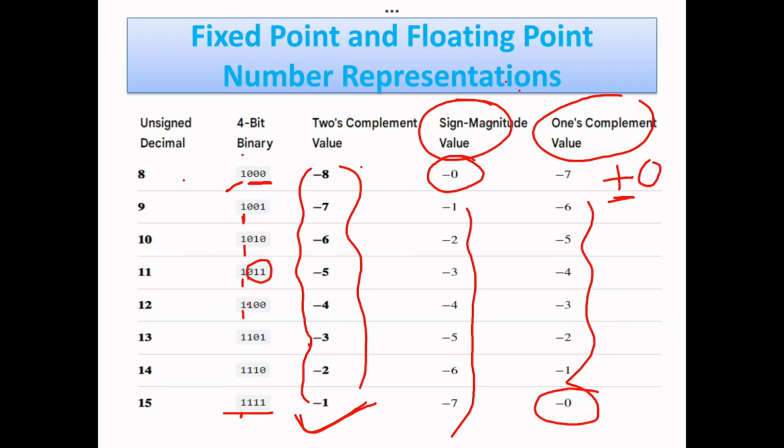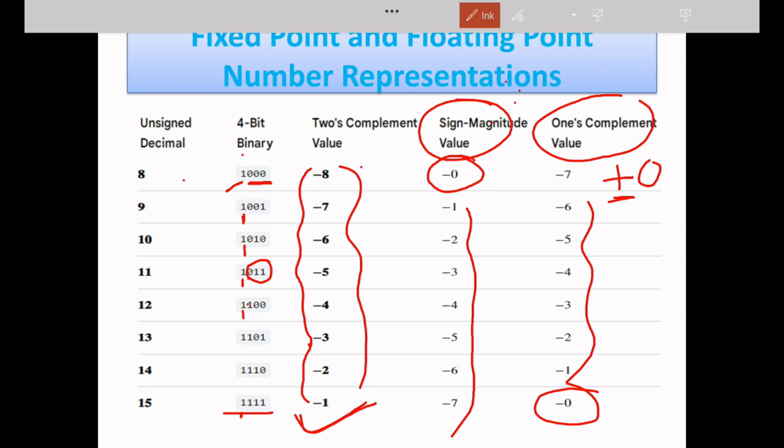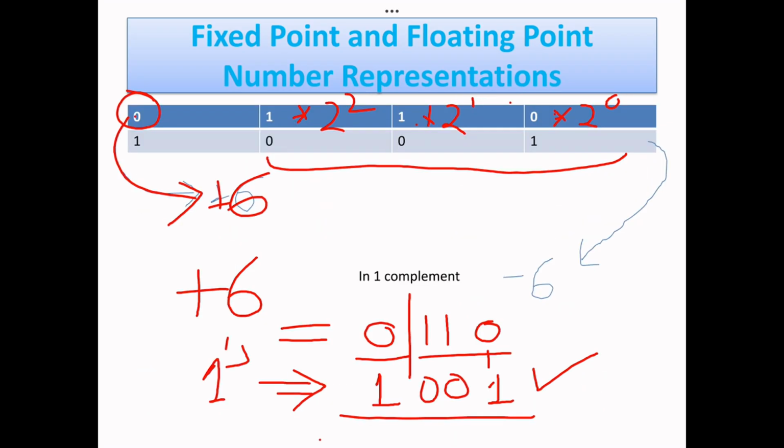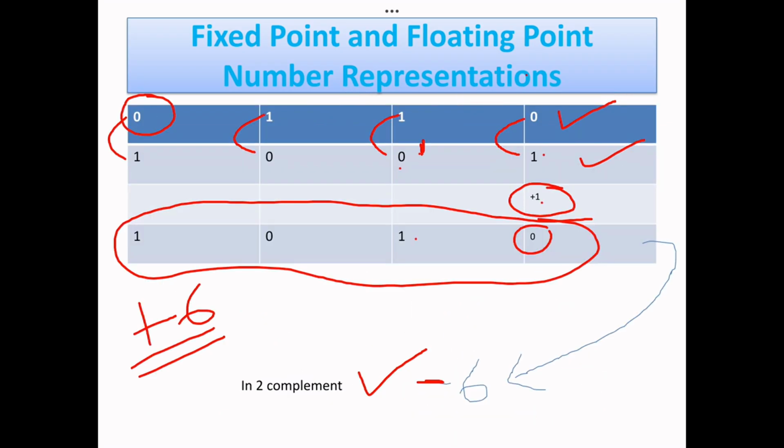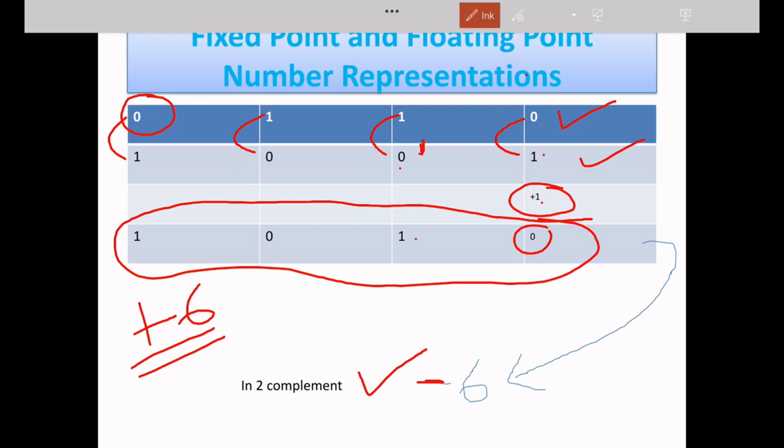So now what is my 2 complement minus 6? You see here my minus 6 is this, and complement is 1 0 1 0. Okay. This 1 0 1 0 is minus 6 in 2 complement. Now you can see this is also 1 0 1 0. So I have written plus 6 in 2 complement is minus 6.